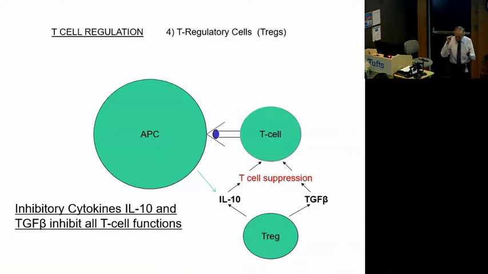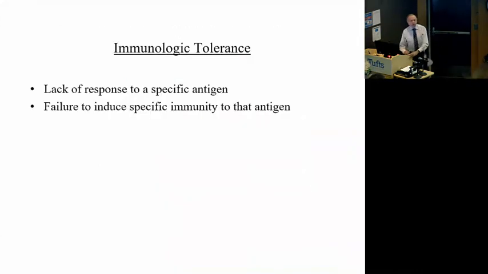You see? Now, I'm changing the topic. I'm going to come back to this a lot. I'm changing the topic for a few moments, and I want to tell you about a concept called immunologic tolerance. And what does that mean? That means that under certain situations, there may be a lack of a response to a specific antigen, a lack of response to a specific antigen and failure to induce immunity to that antigen.